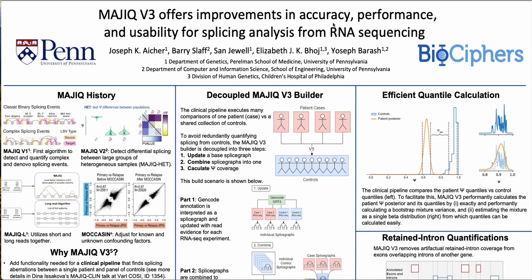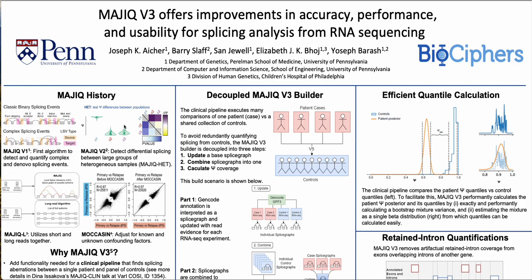MAJIQ was released for the first time in 2016. MAJIQ was the first algorithm to detect and quantify complex and de novo splicing events. MAJIQ included the capability to compare splicing between groups of experiments, but the methods were best suited for groups of replicate samples. Realizing that we frequently work with heterogeneous and large groups of samples, we developed MAJIQ V2 to handle such comparisons.